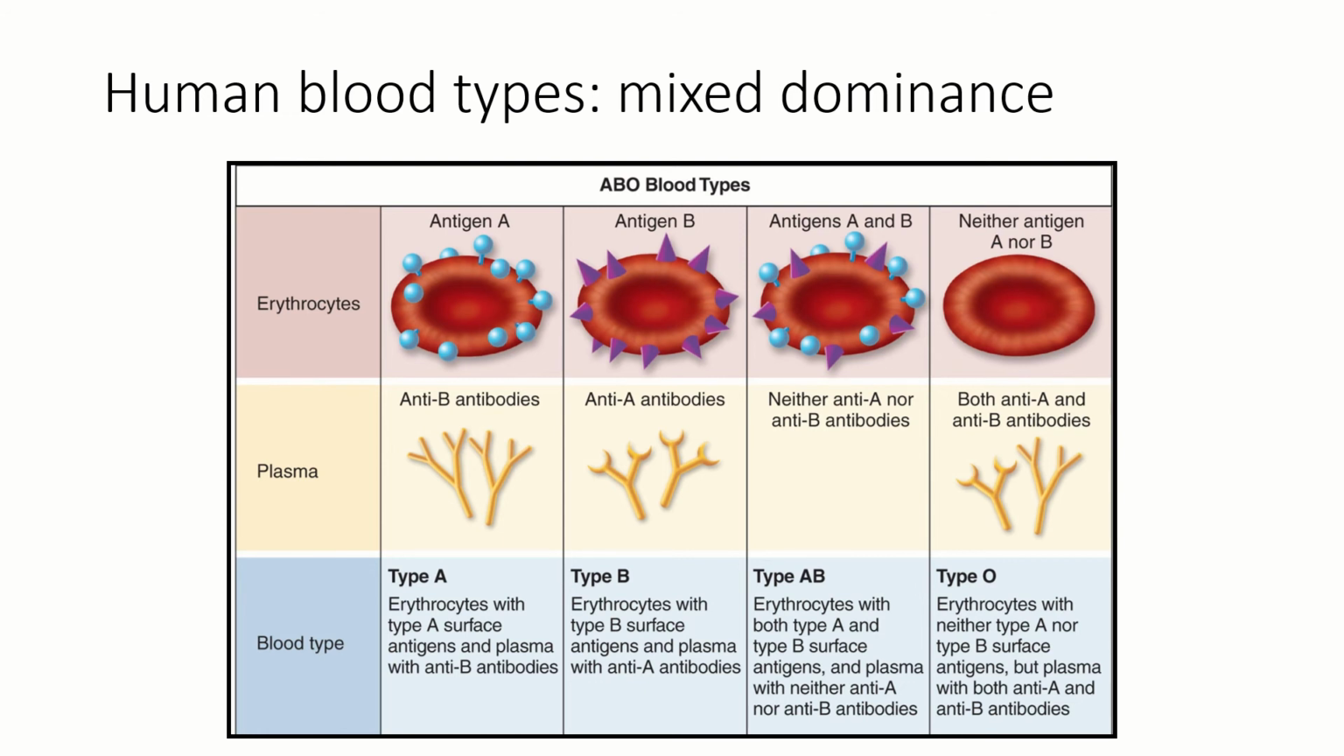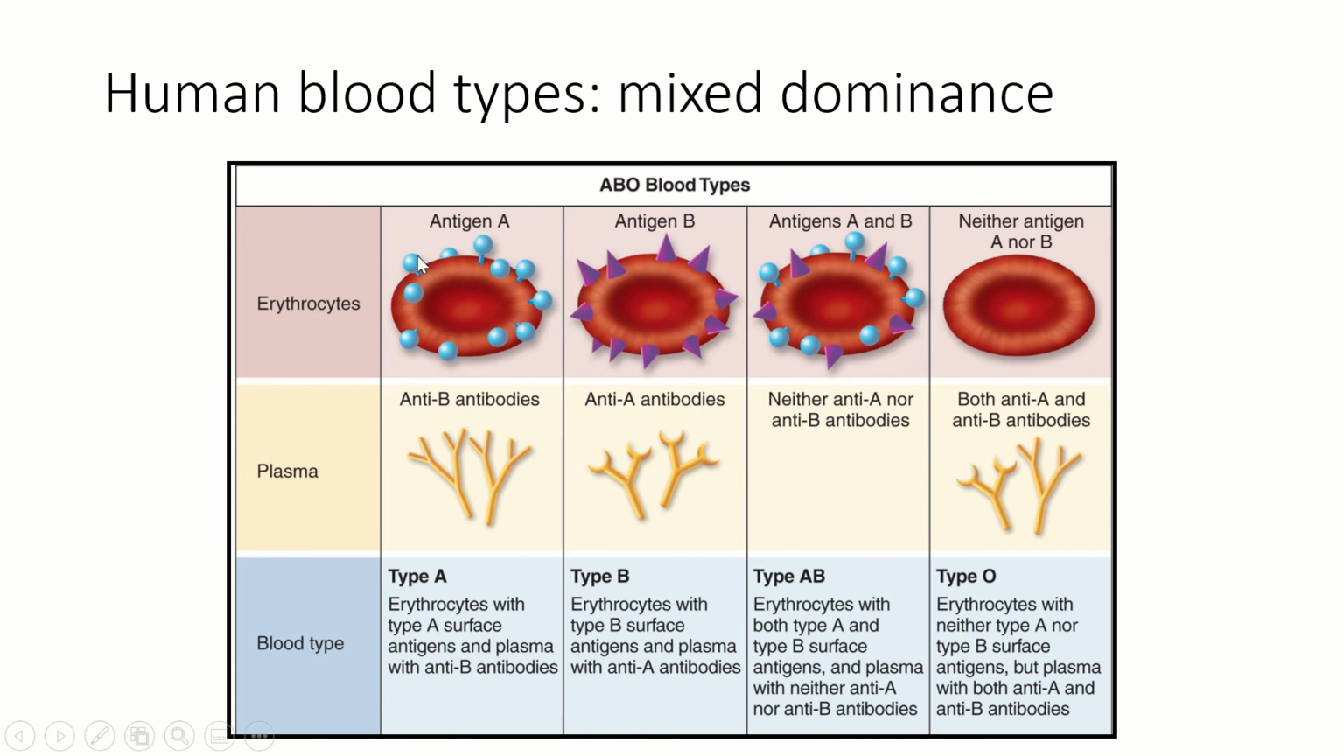Now let's get a little more complicated and talk about human blood types, which are an example of what we call mixed dominance. Also, a really cool study in how the immune system works. So let's talk about a couple of things first.